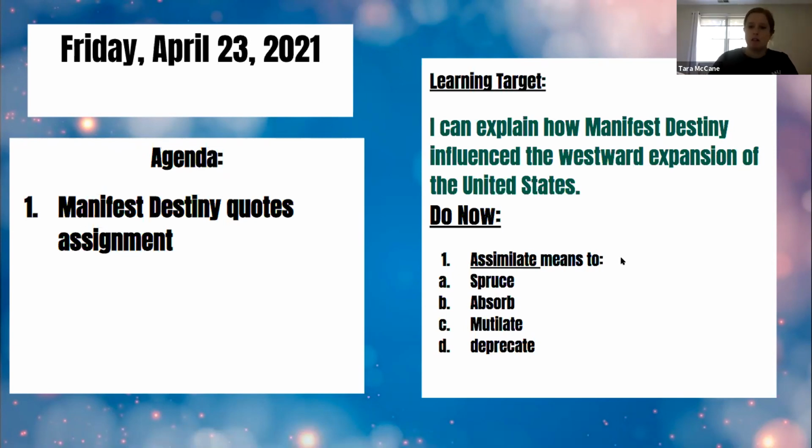All right. Are we ready? Yes. Okay. Assimilate means to A, spruce, B, absorb, C, mutilate, D, deprecate. Drop your answer into the chat. Thank you, Kyle, for following directions. All right, good. So the correct answer, most of you got it, is B, absorb.